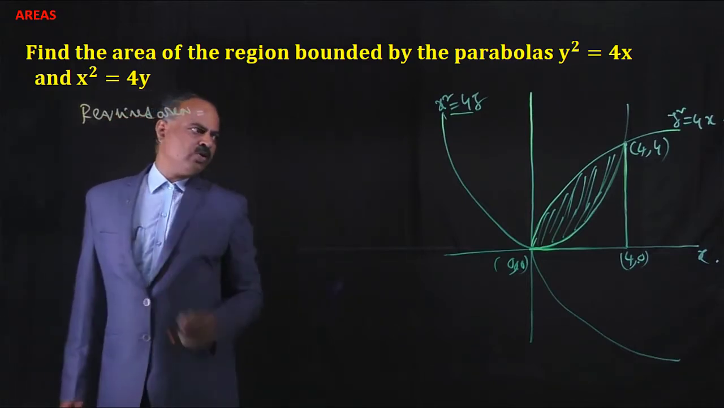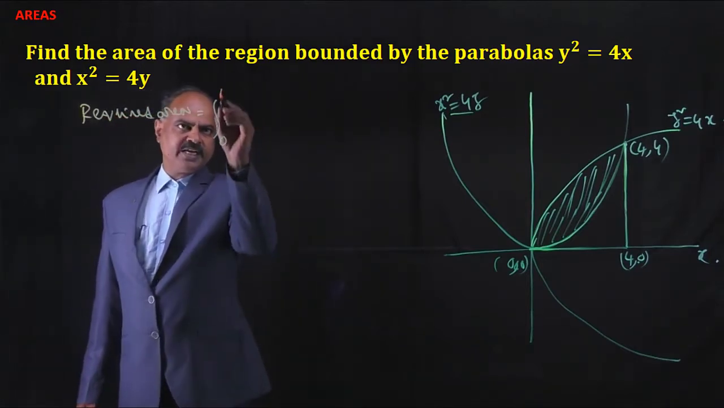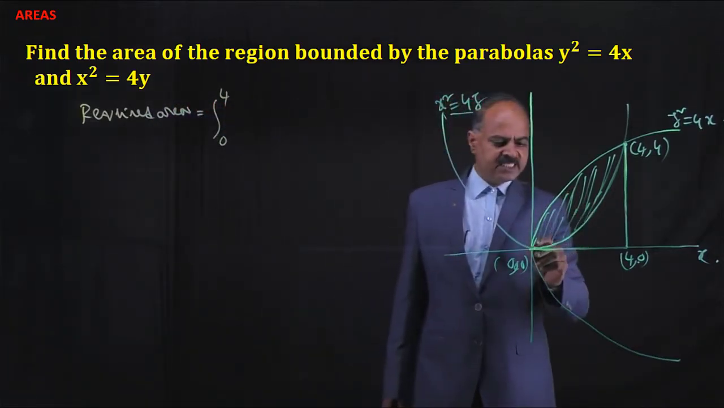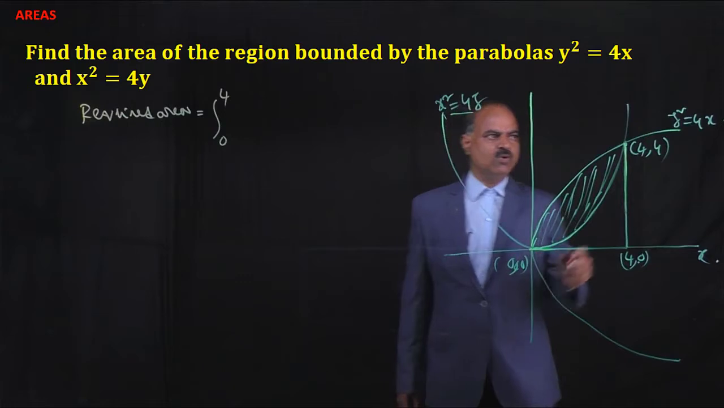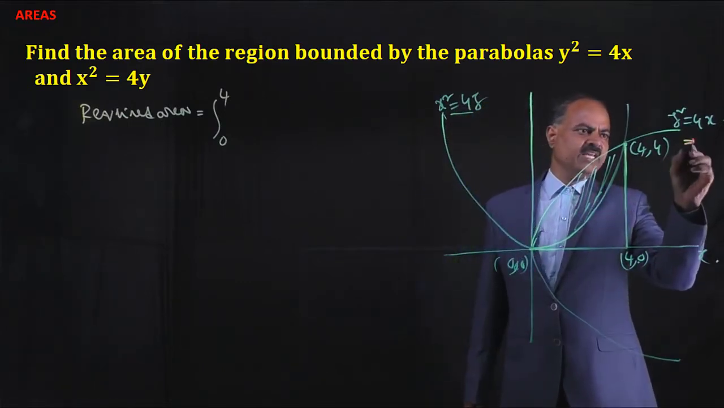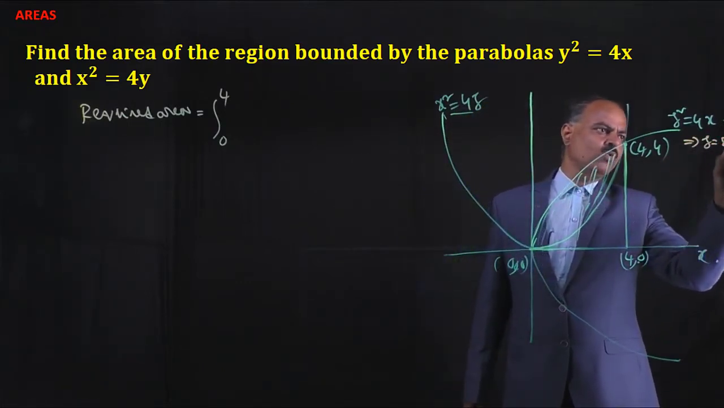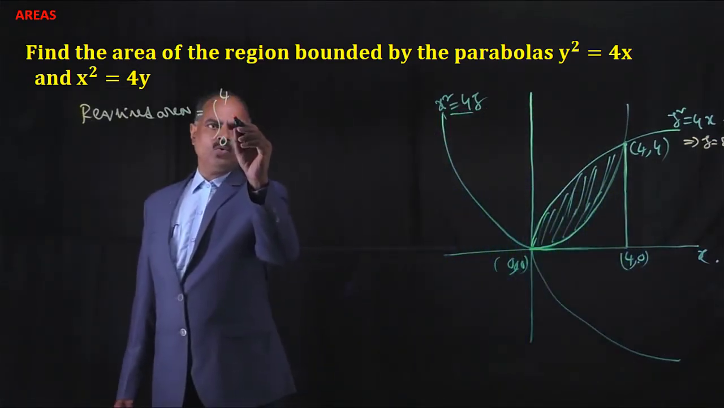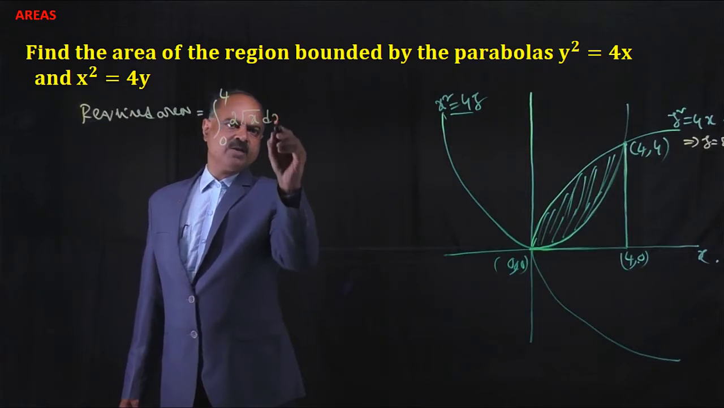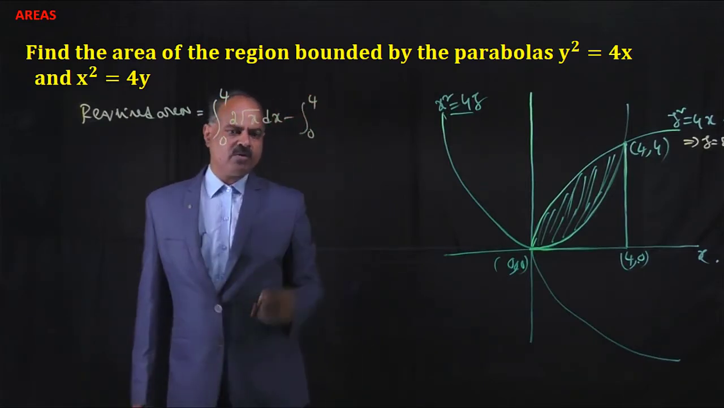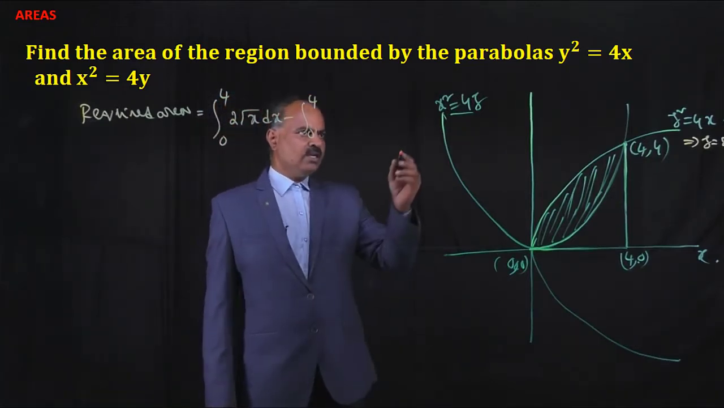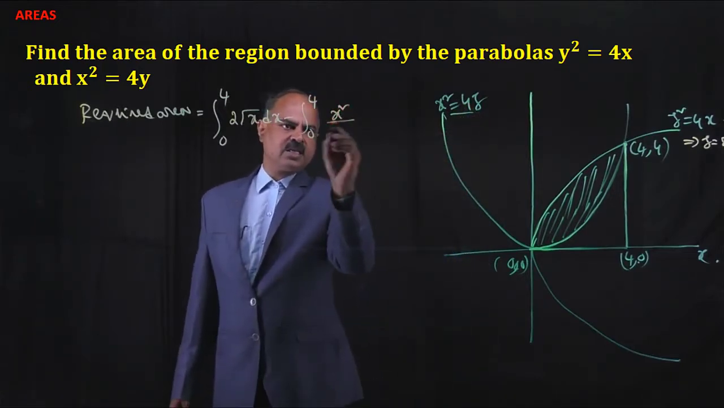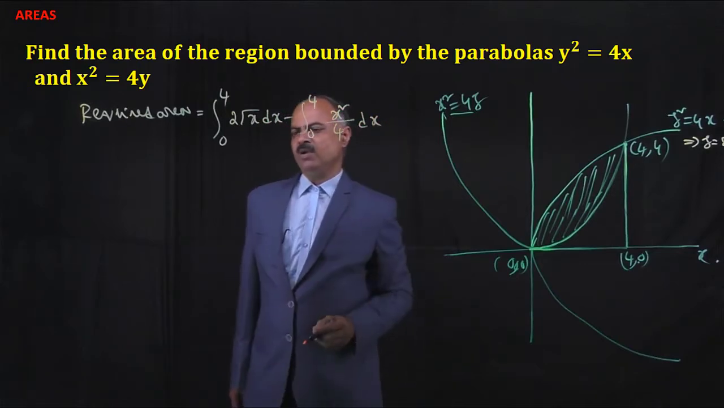So the required area is the integral from 0 to 4 of the curve y² equals 4x, which gives y equals 2√x, so 2√x dx, minus the integral from 0 to 4 of y equals x²/4 dx.